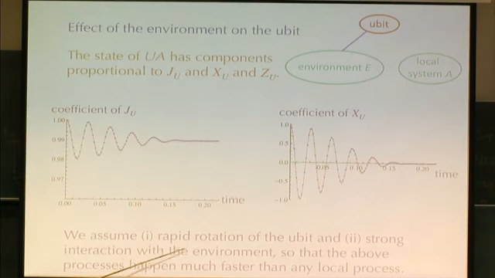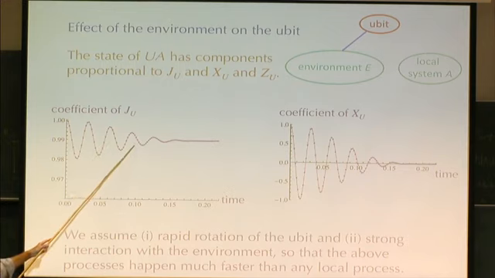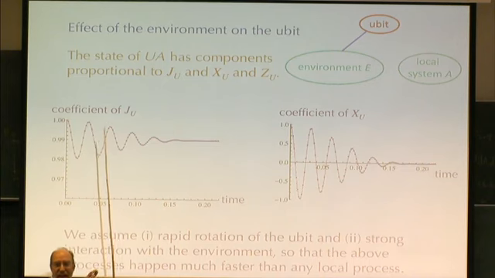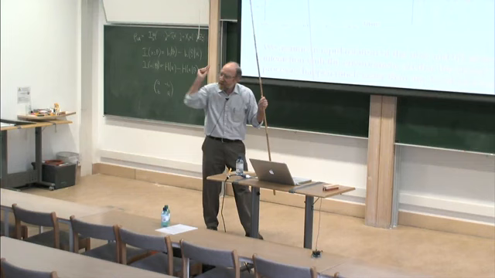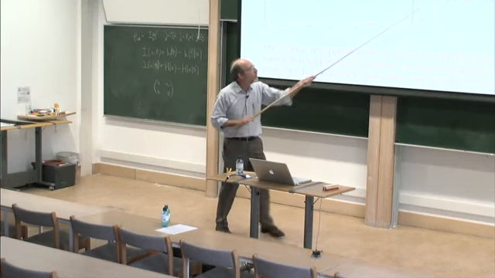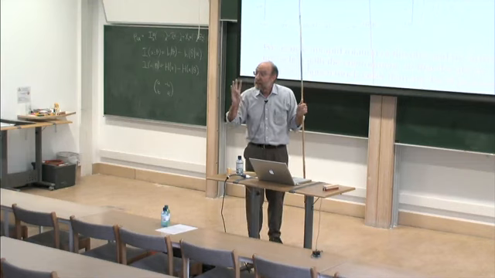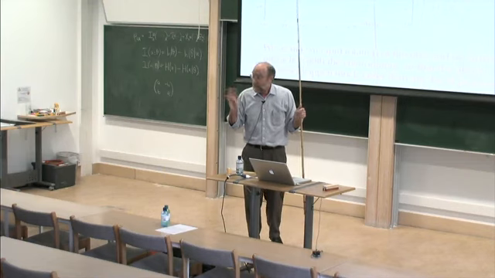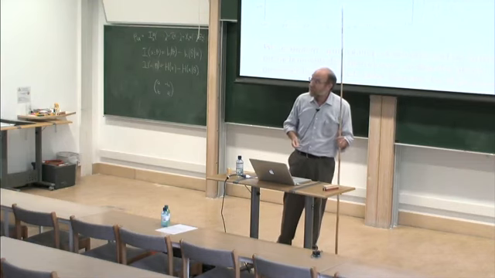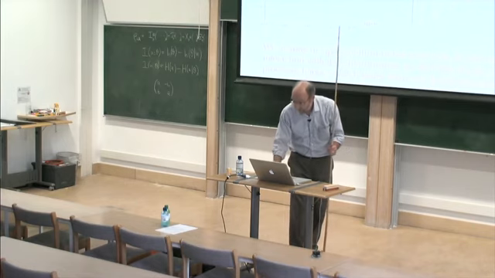So having seen this, we decided what we're going to assume is rapid rotation of the U-bit and very strong interaction with the environment. In which case, those assumptions simply speed up these processes. So we make these decays arbitrarily fast. And so at all times, you're losing any part that might have been created that doesn't commute with J. So you have a chance of being more like ordinary quantum mechanics.